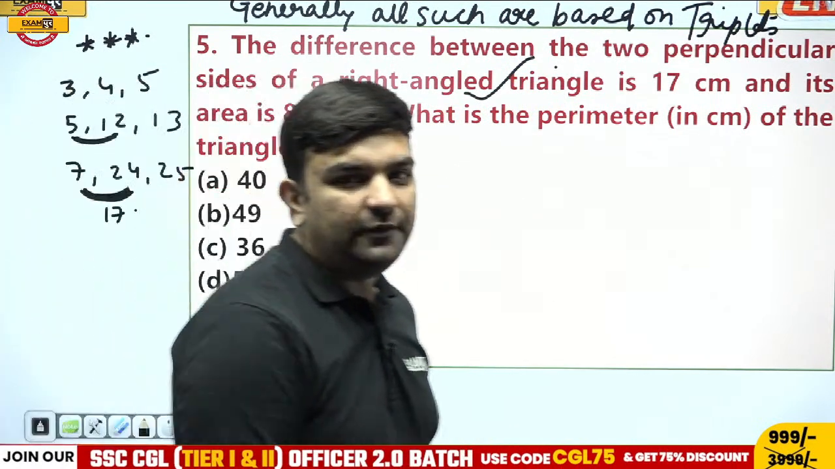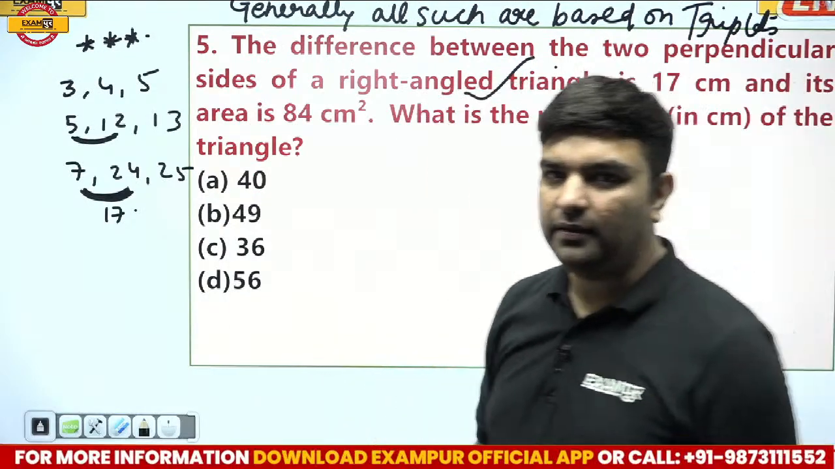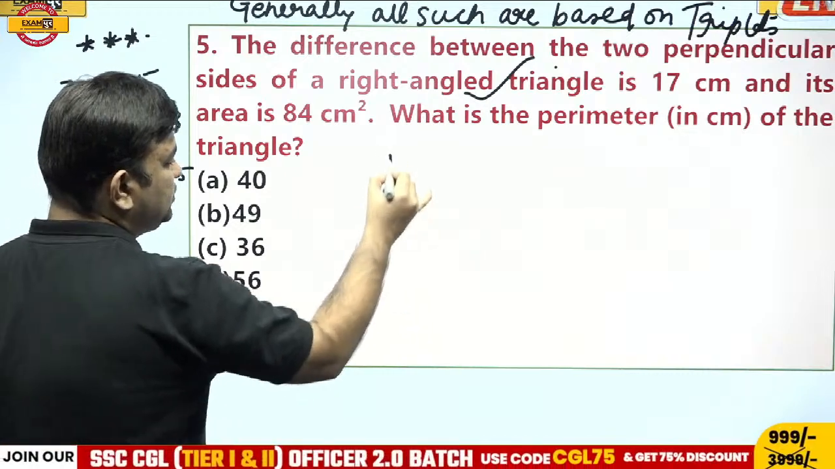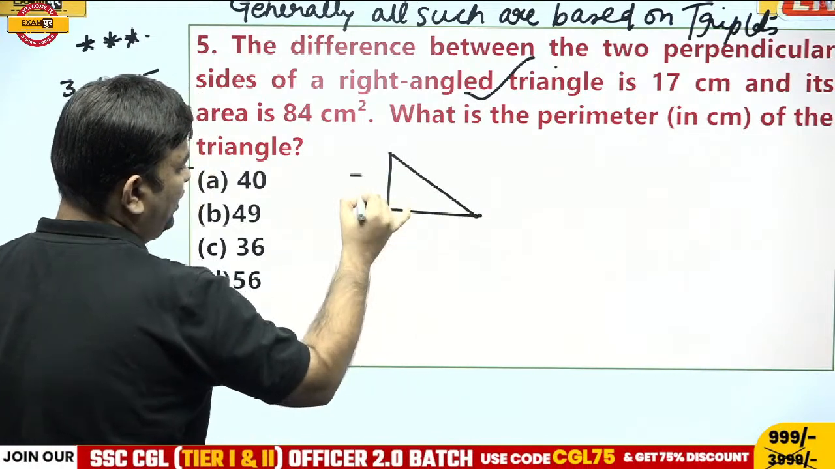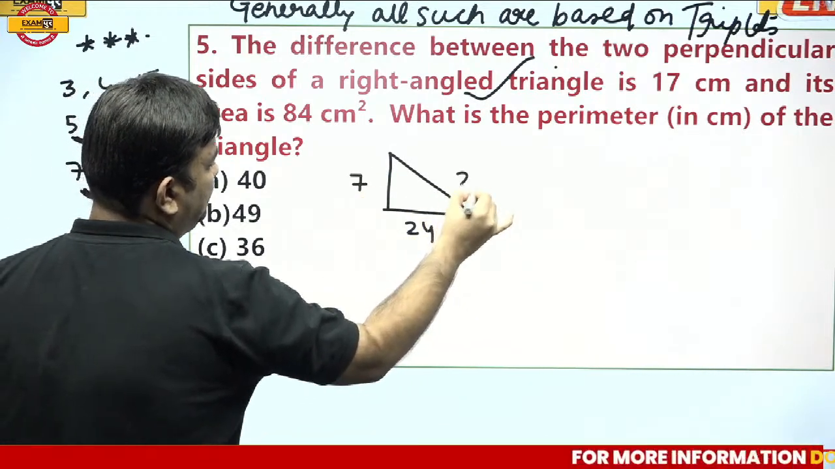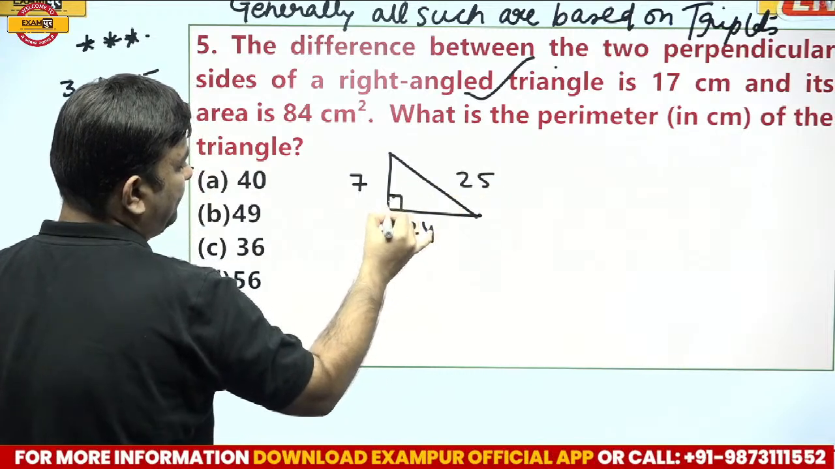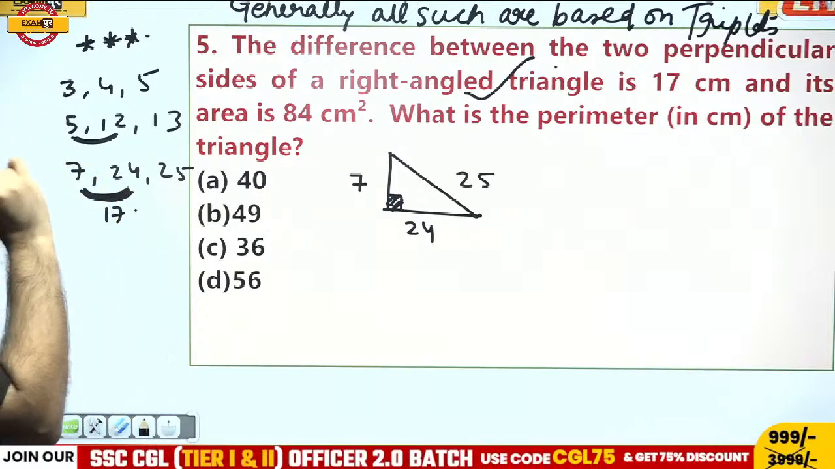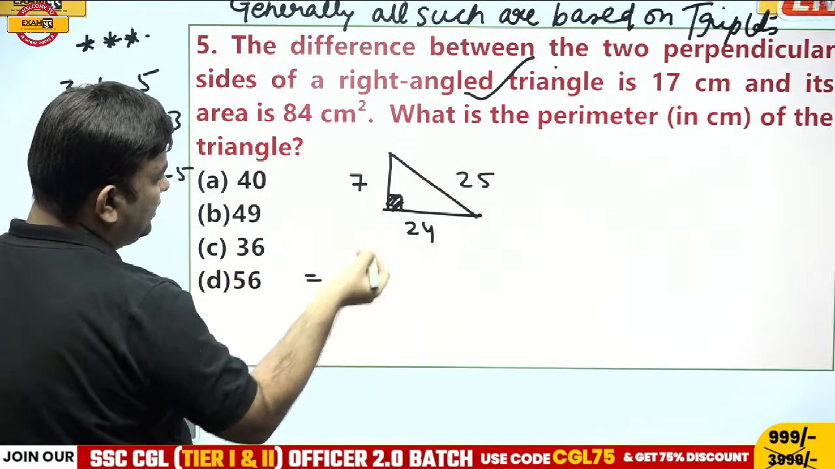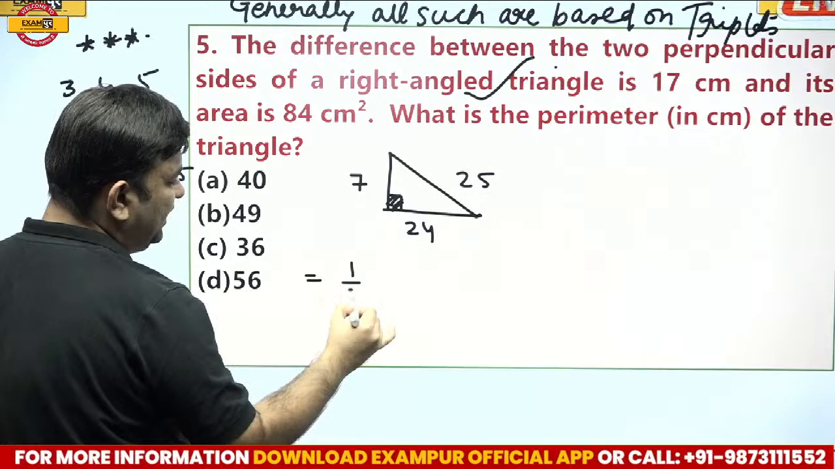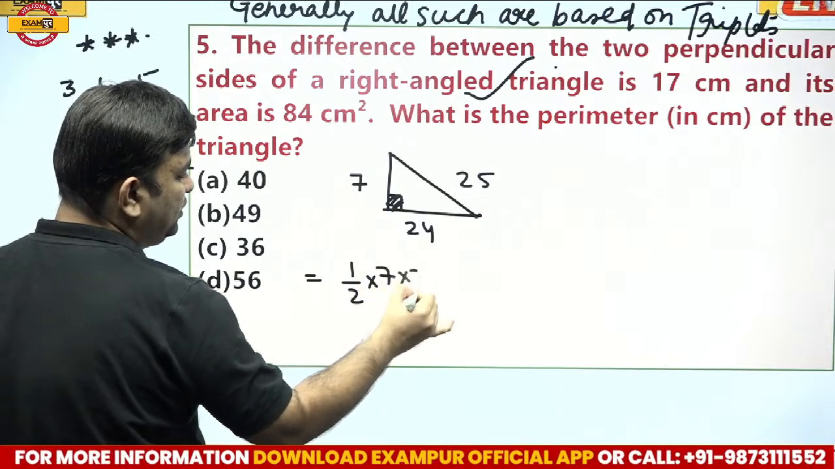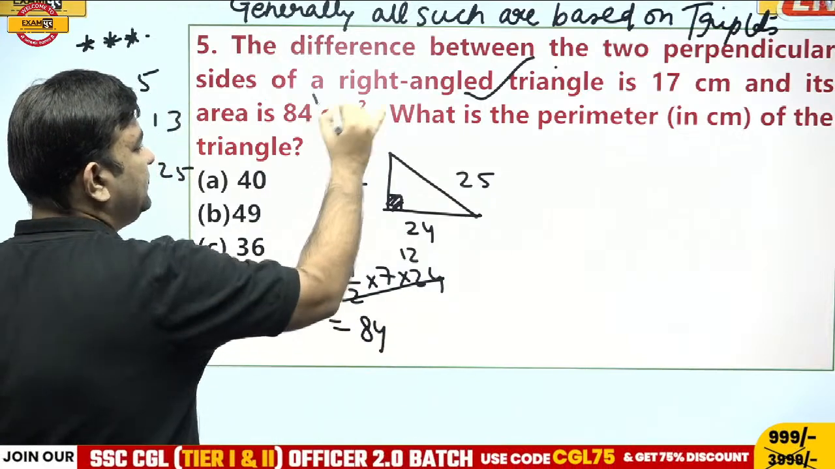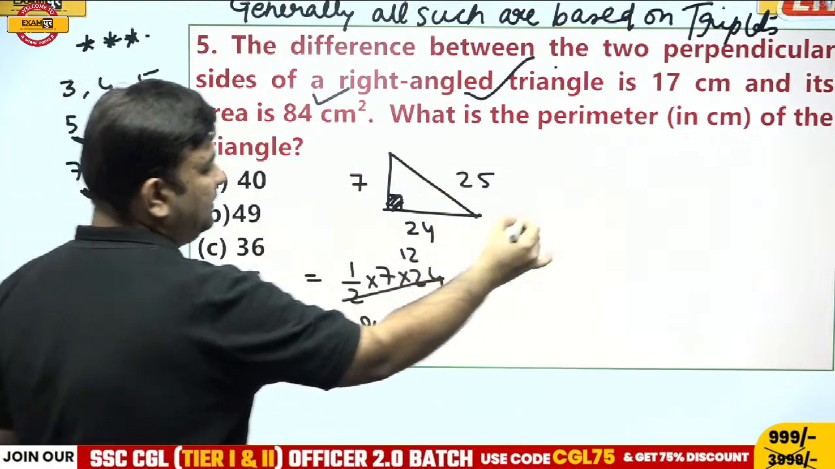The difference between the perpendicular sides is 17. So the triplet is 7, 24, 25. The difference between the perpendicular sides is 17 and area. So cross check the area as well. What is the area of this? 1 by 2 into 7 into 24, 84. Cross checked. So what is the perimeter?